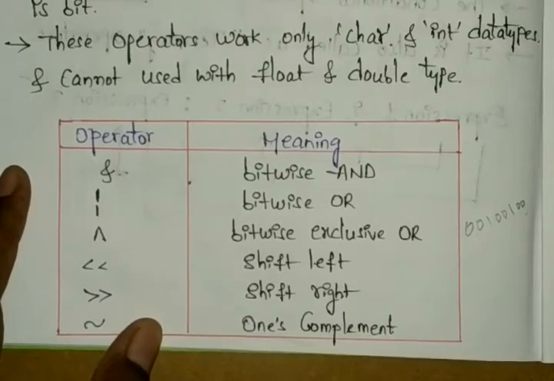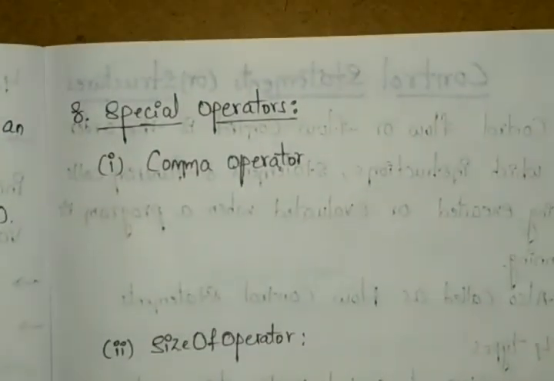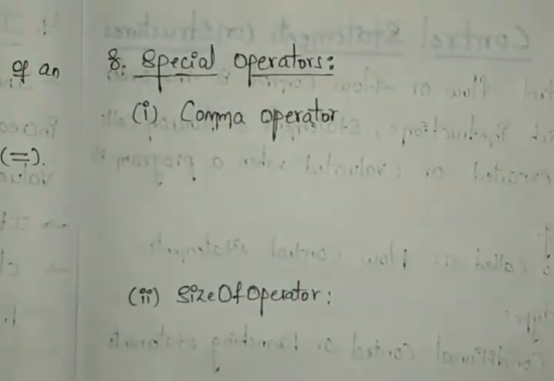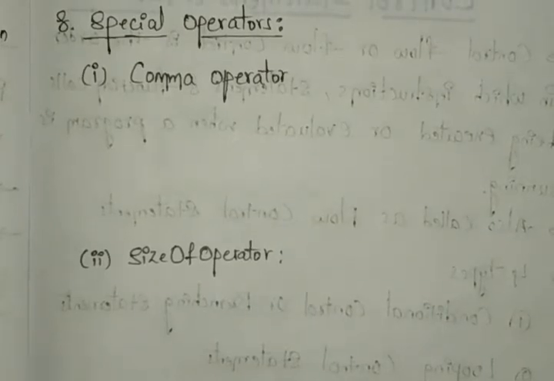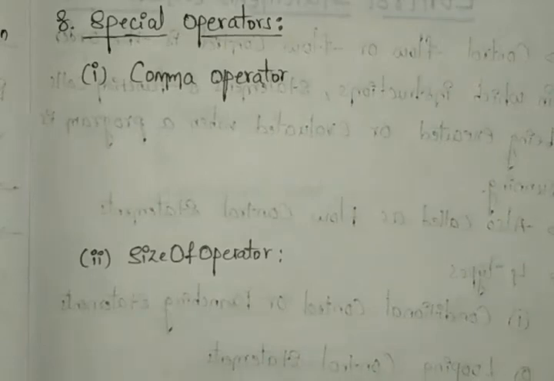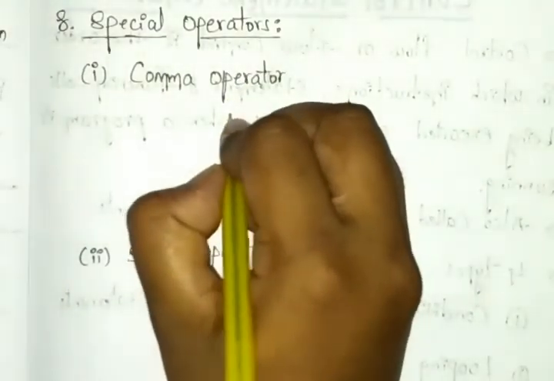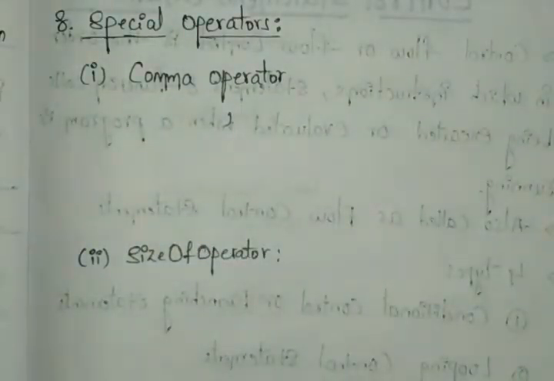And the last one, we have the special operators. In the special operators, again we have three types: the comma operator, sizeof operator, and the member selection operator. This comma operator is in the form of like this. It has the lowest priority compared to all the operators. And this operator is used to separate related expressions.